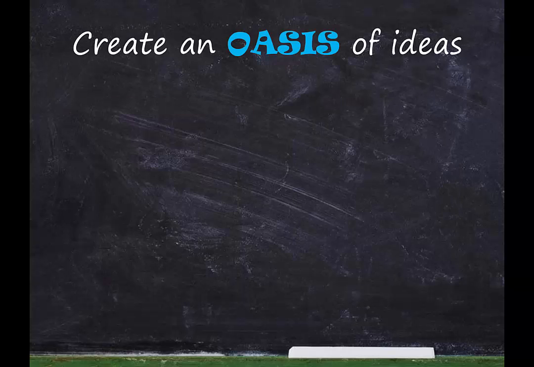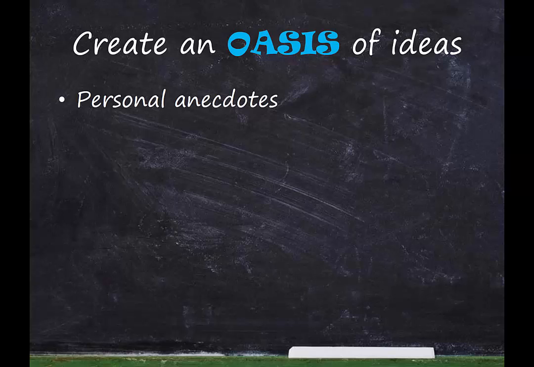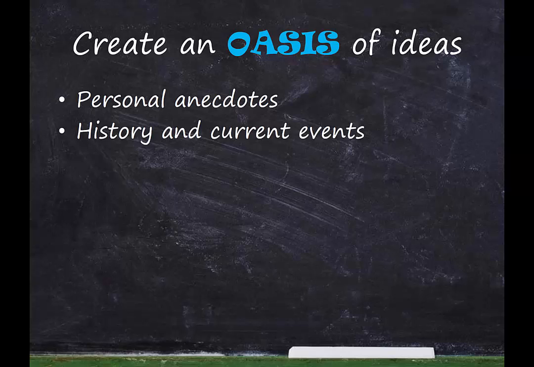So how do you create an essay oasis? If you remember from Essay Basics Part 1, we talked about how the narrative mode can work well within expository and persuasive essays. So begin by collecting a variety of personal anecdotes, brief stories from your own life experience about yourself and others. Also begin collecting a list of historical and current events. Make sure you actually know something about them, though.